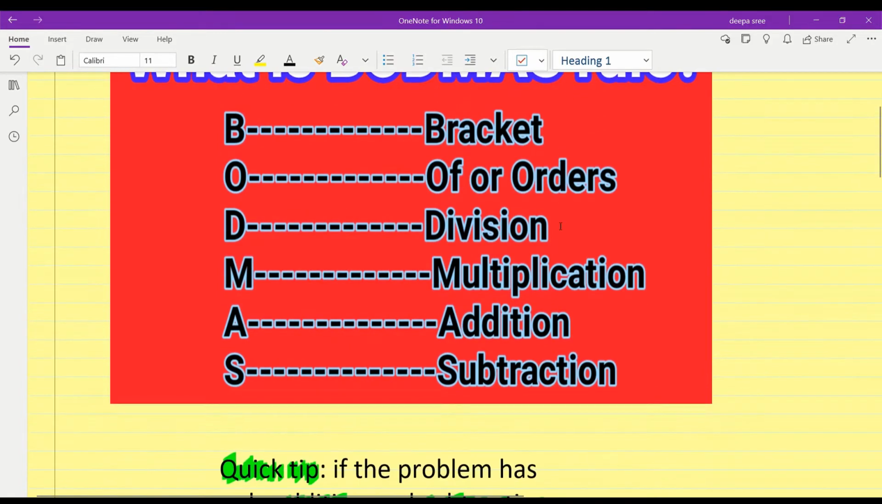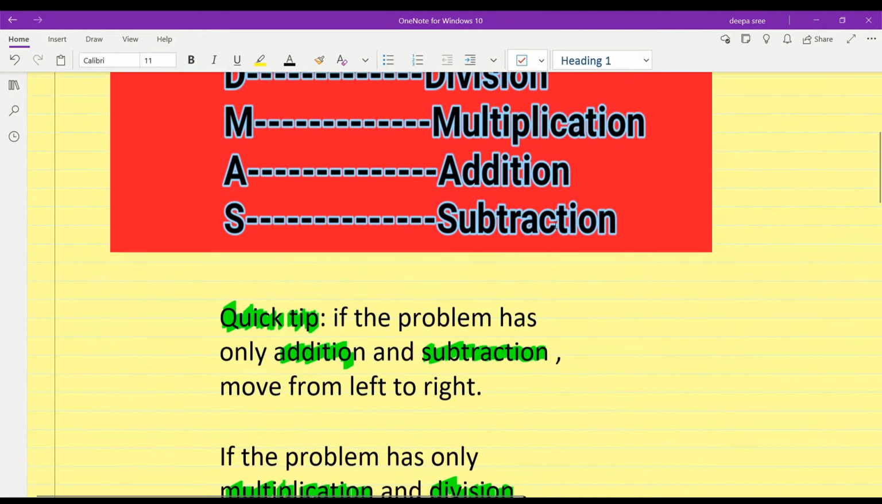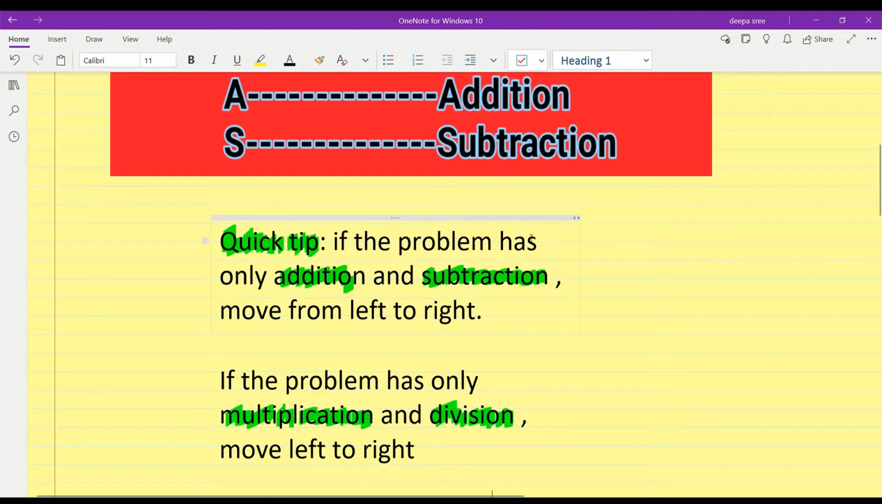Now, there are two more tips. If a problem has only addition and subtraction, then you have to move from left to right. From left to right you have to do the operation if there is only addition and subtraction in a problem. At the same time, if a problem has only multiplication and division, then in that case also you have to move from left to right.